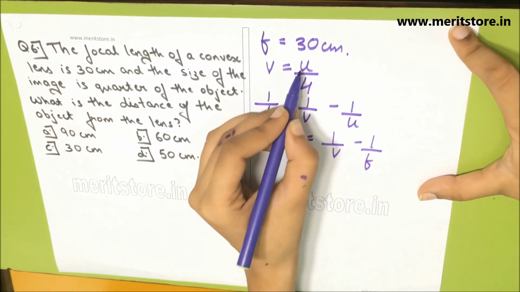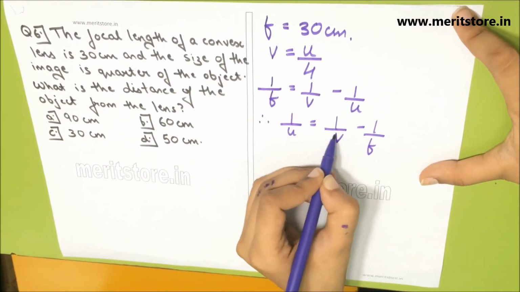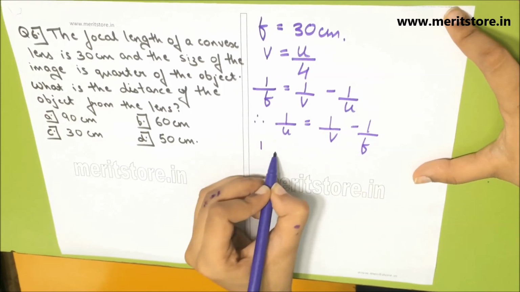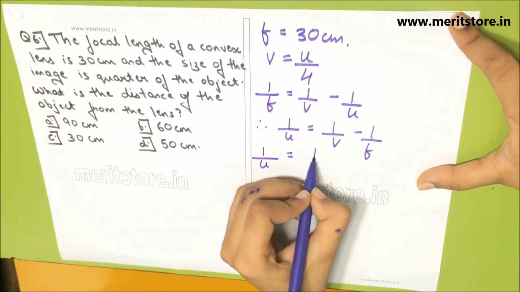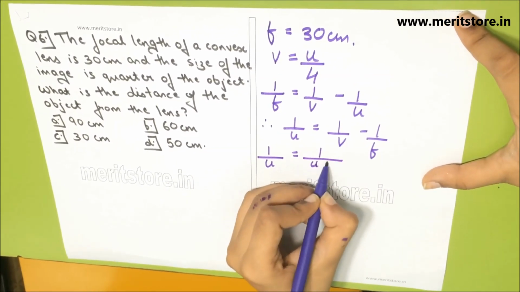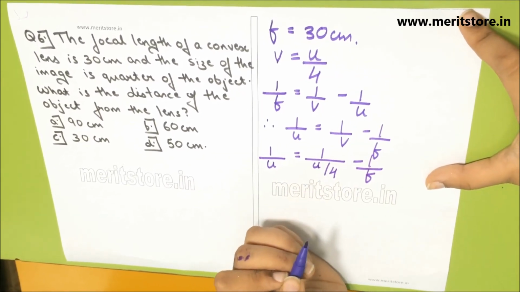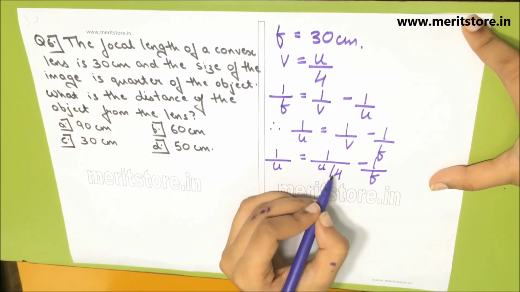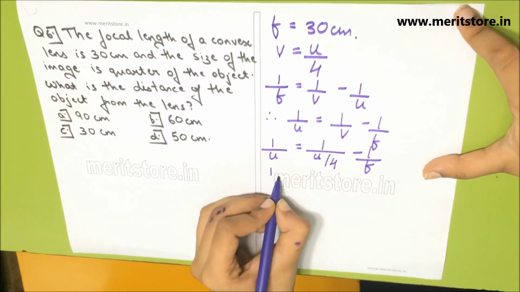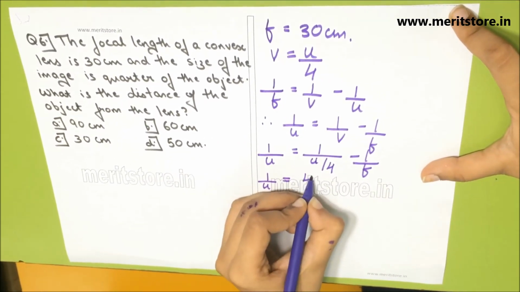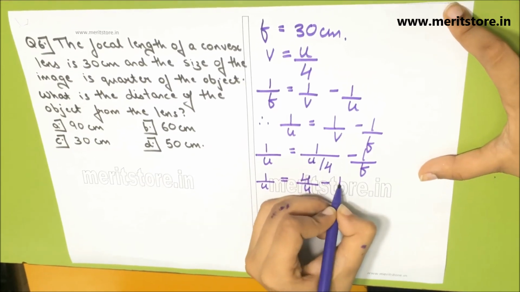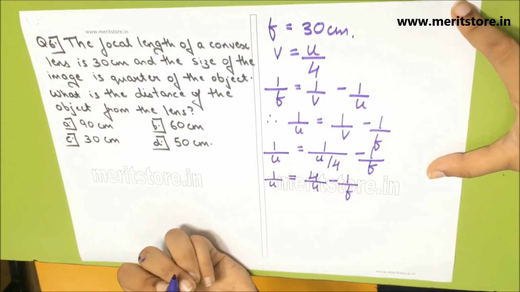Now we have V as U by 4, so we'll substitute the value of V over here as U by 4. So 1 by U will be 1 upon U by 4 minus 1 by F. So 1 upon U by 4 will be 4 by U. Therefore, 1 by U is equal to 4 by U minus 1 by F.